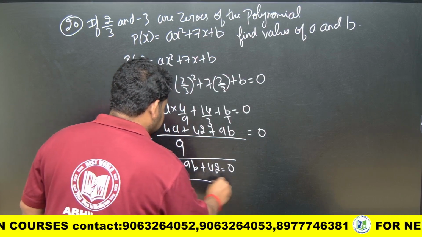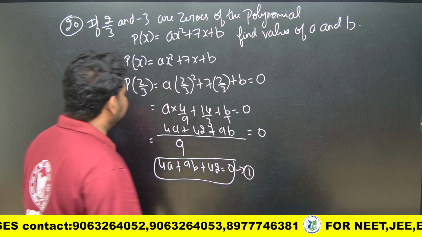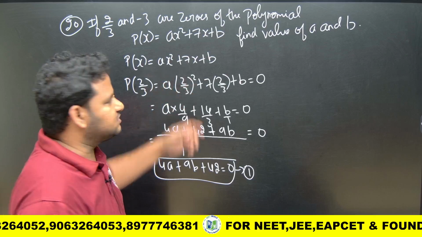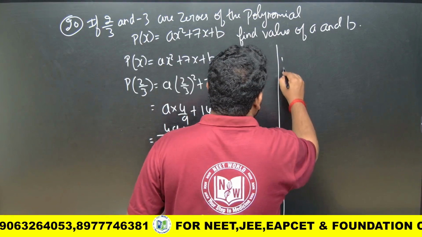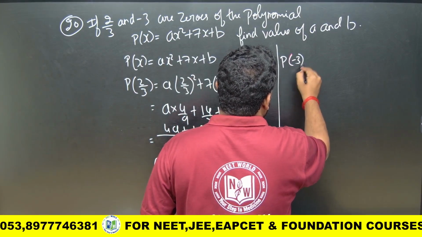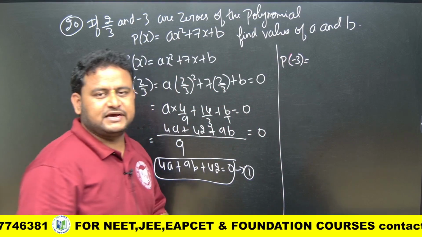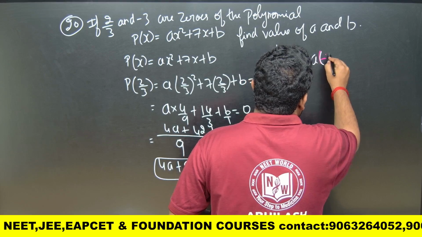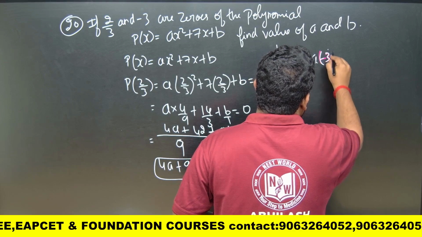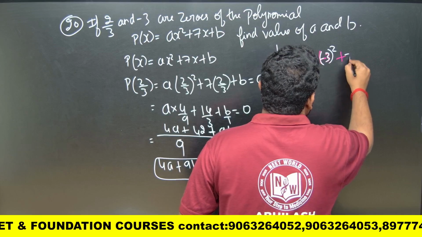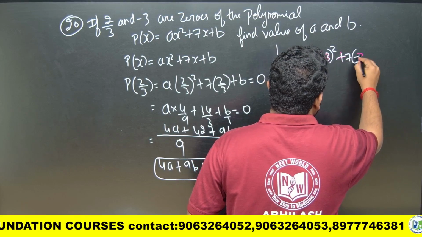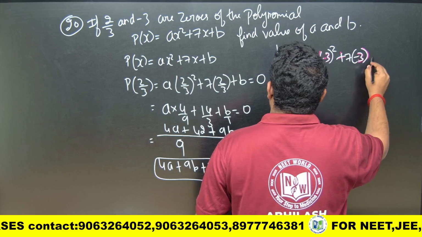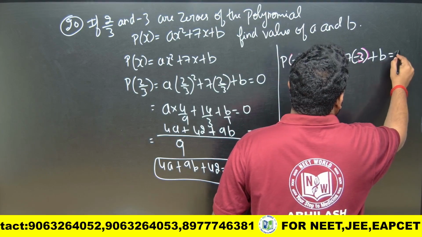I will name this as equation 1. Now, I took p of x at 2 by 3. Another zero is x is equal to minus 3. If I take p of minus 3, what will I get? It will become a into minus 3 whole square plus 7 into minus 3 plus b. This will become equal to 0.